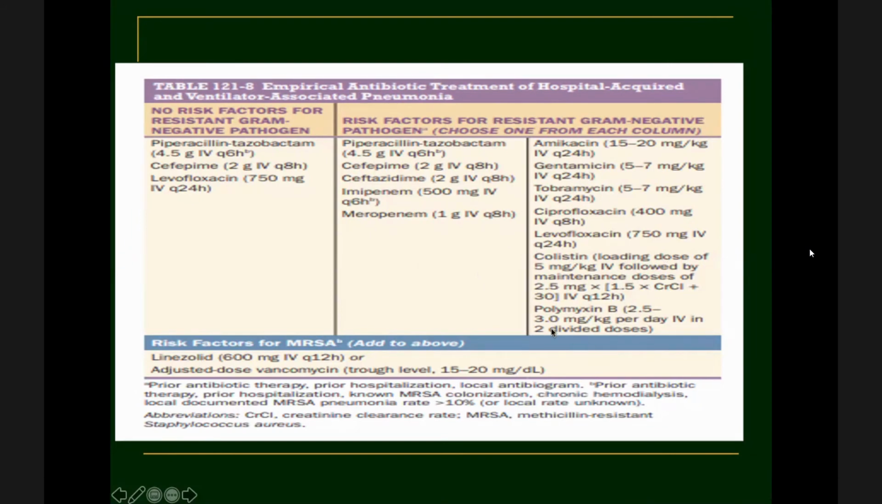And along with that, if you are thinking of MRSA, then you can use either linezolid or vancomycin. We are also getting vancomycin resistance. In that case, you are going to use linezolid 600 milligram IV 12 hourly. So this is how you are going to treat a patient with hospital-acquired and ventilator-associated pneumonia. Okay, so this is the recommendation by ATS and IDSA.